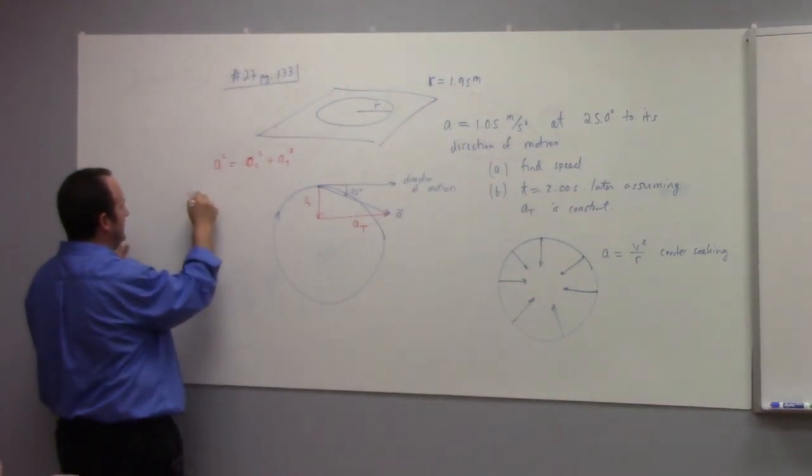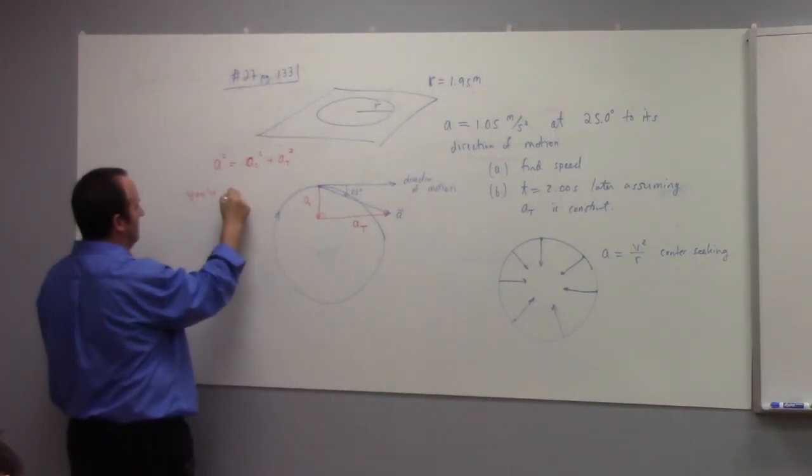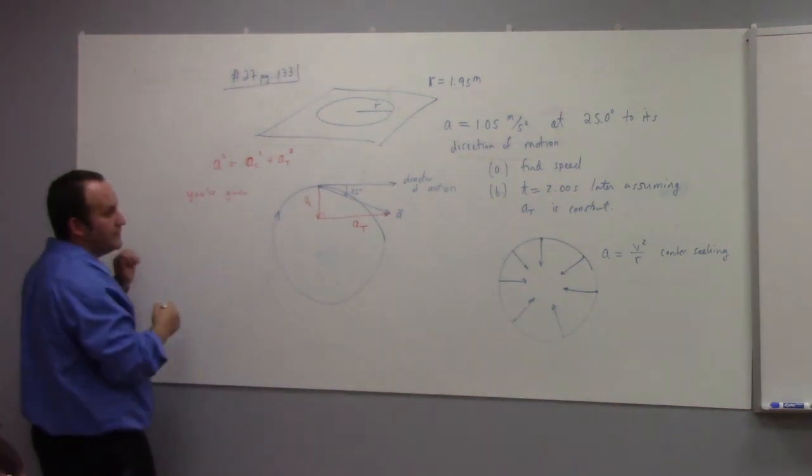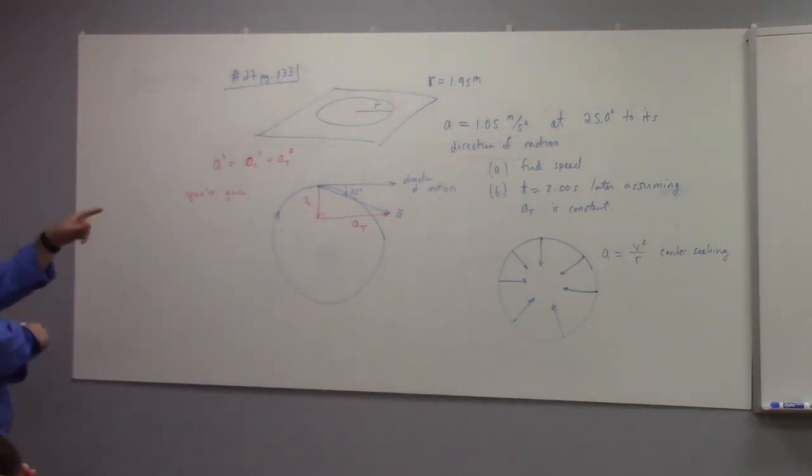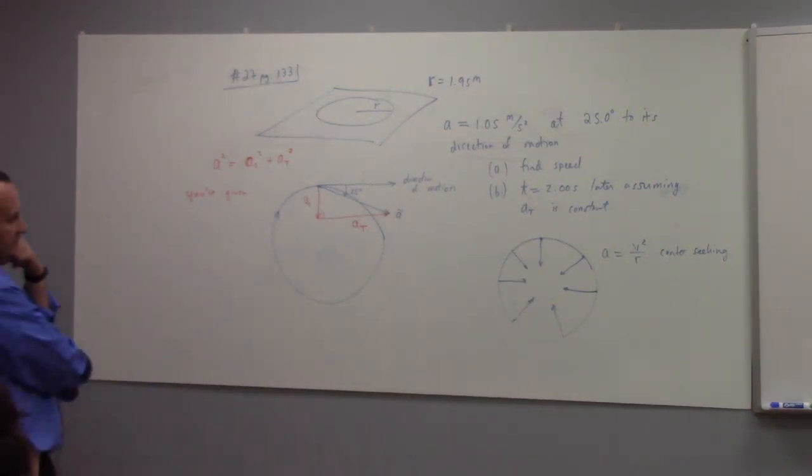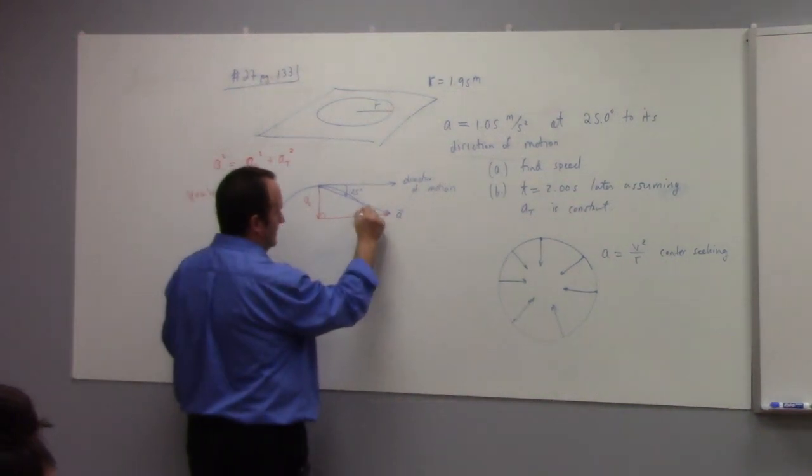And furthermore, you're given, what are you given? Oh, but you also know 25 degrees, right? Let's see here. Can you draw 25 degrees in that triangle anywhere? Where is it? Yeah, it's down there too, right?